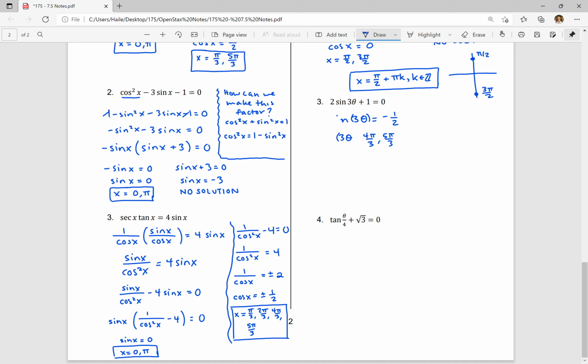Oh, come on. Erase the parentheses. Thank you. Okay, so we have sine 3 theta equals negative 1/2, and so 3 theta are those 2 answers.